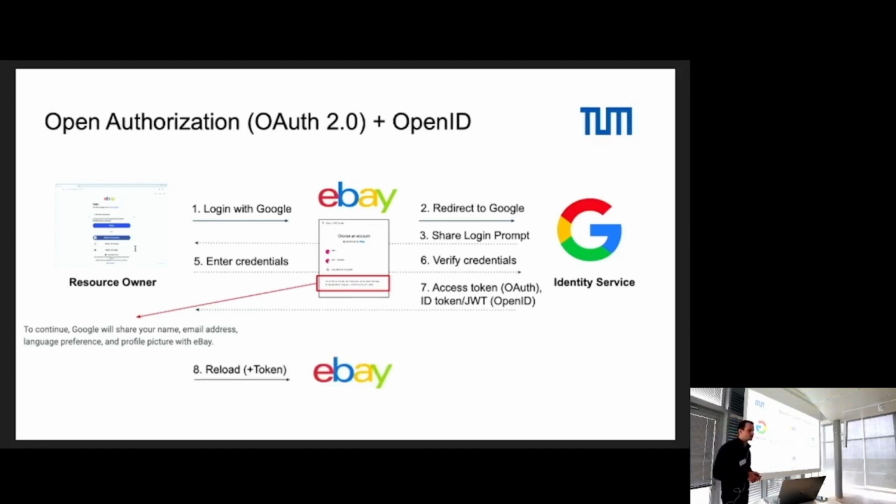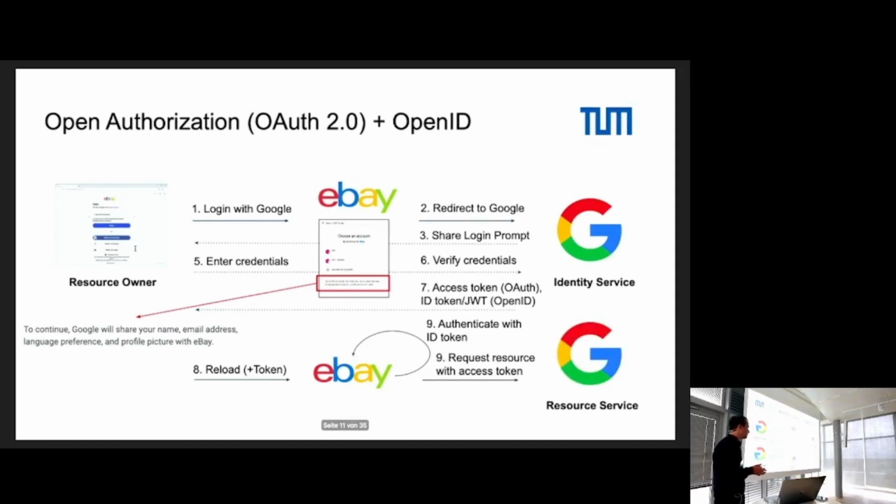Then you can reload the eBay page and basically pass the tokens to eBay, and then eBay can use these tokens either in their backend to authenticate you, or they can use the access token they got and further request some information about the users from specific resource services. And then once they have the data, they can share this with you, and this will be displayed in the browser in your session, and the session starts.